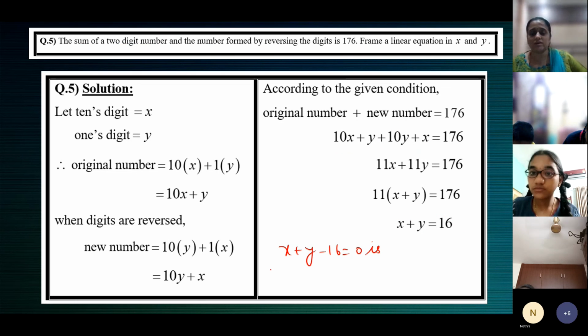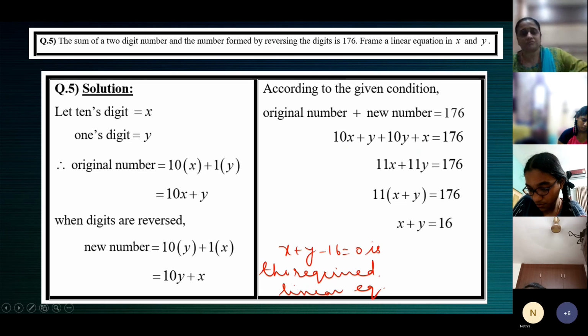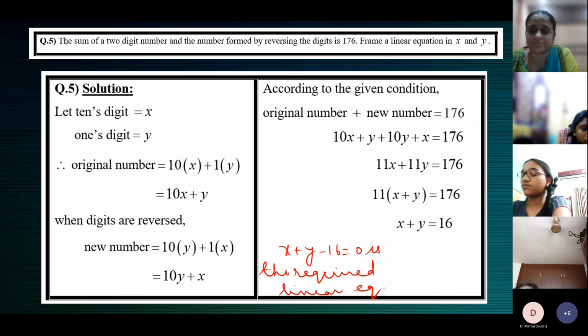Is the required linear equation. All right, children? Yes, ma'am. All right.